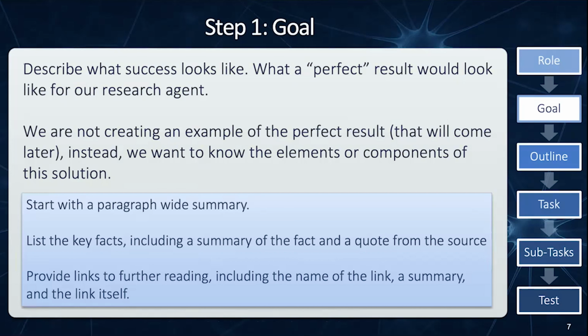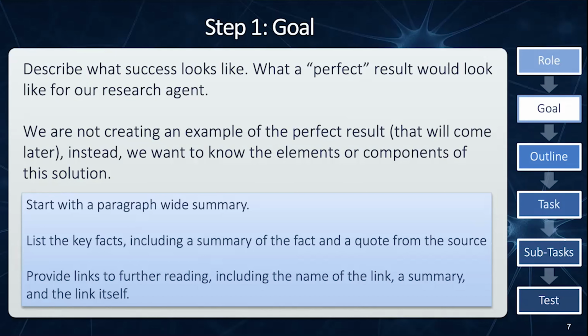Okay, so here's my solution. We'll start with a paragraph-wide summary. I'd like to know broadly about this particular article that I'm trying to summarize. Next, we'll list the key facts, including a summary of the fact and a quote from the source itself. And then finally, I'll finish with links to further reading, including the name of the link, the summary, and the link itself. This is what I would find useful personally for my summarizer. Of course, your results will be different.